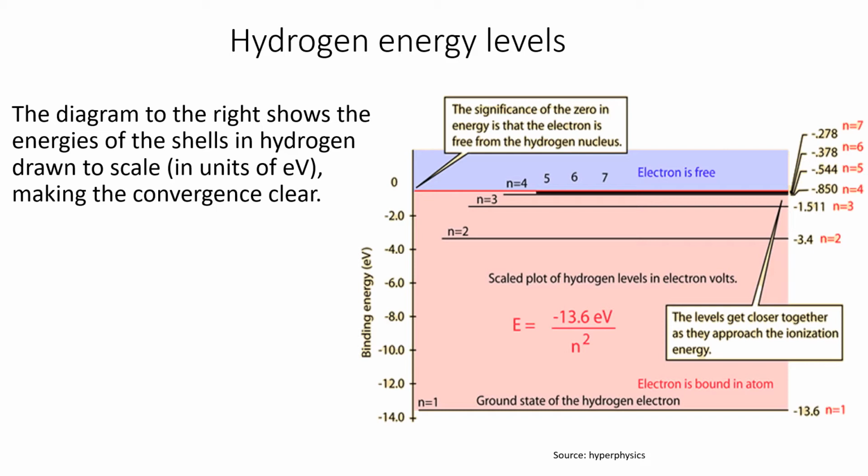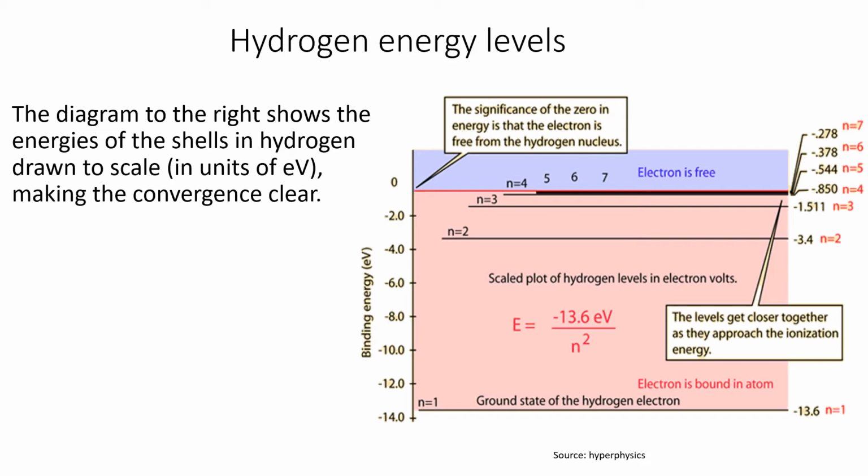And you see that on the graph, that limit is actually described as having an energy of 0. So this 0 in energy is actually defined as the point at which the electron is really free from the nucleus. So this is the point where we ionize the electron off the atom.